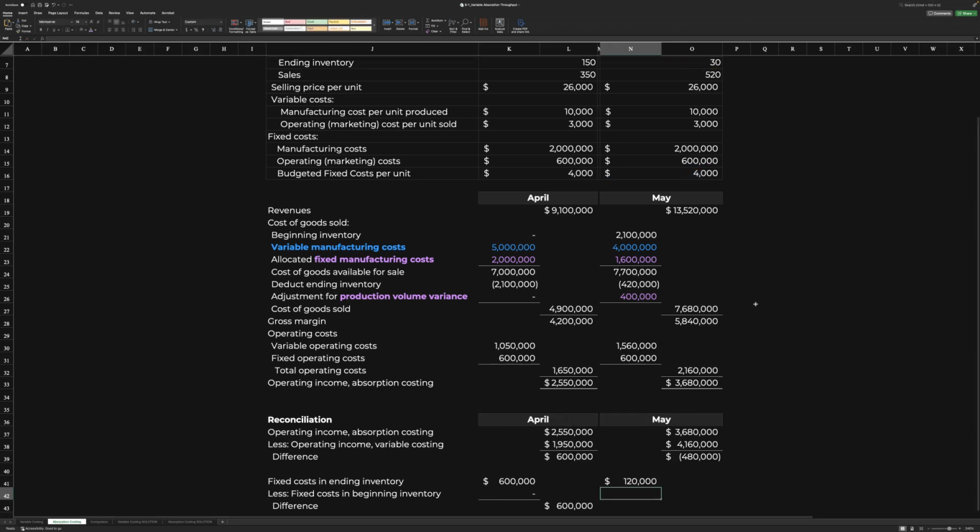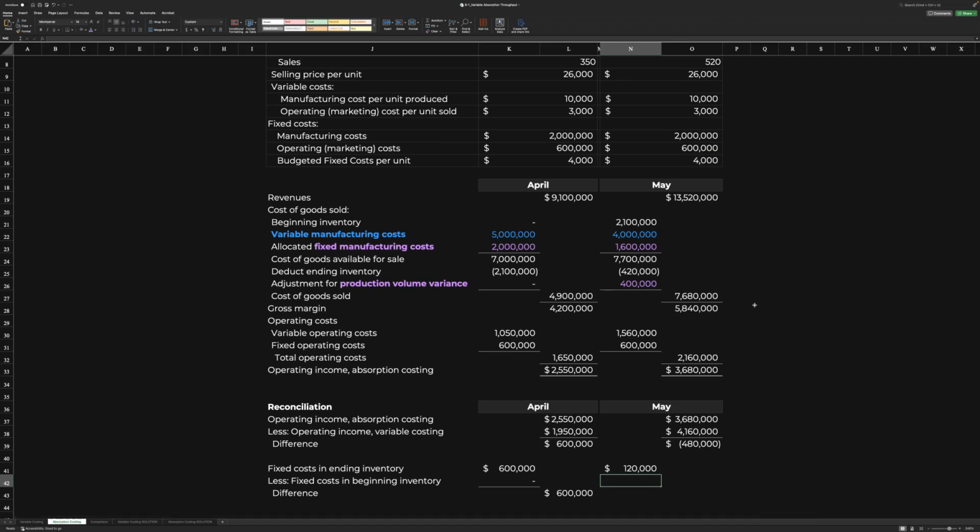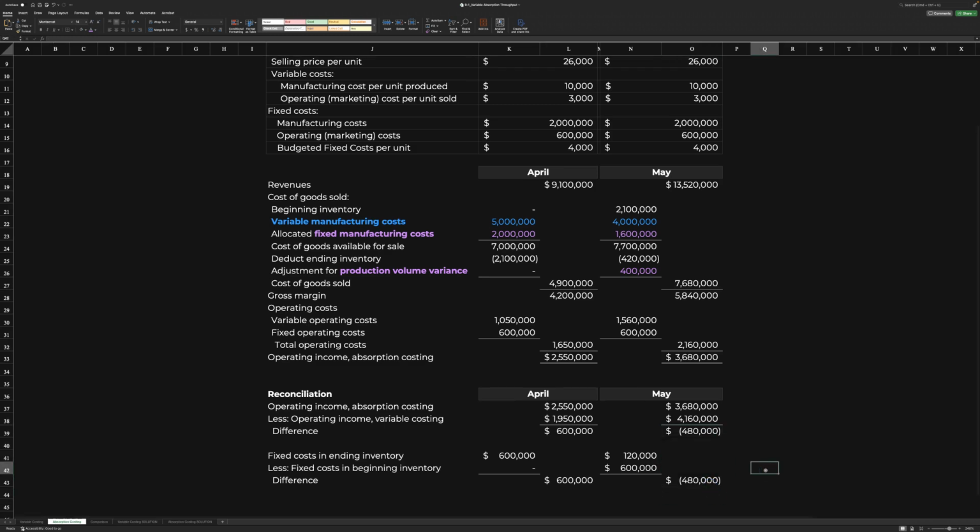That's 120,000. If we look at the fixed costs in beginning inventory of May, which is ending inventory of April, if we compare the two, we can see the difference is 480,000. And so once again, you can see that it reconciles, meaning the difference between the two is fully explained by the difference in how fixed manufacturing costs are dealt with under absorption costing.